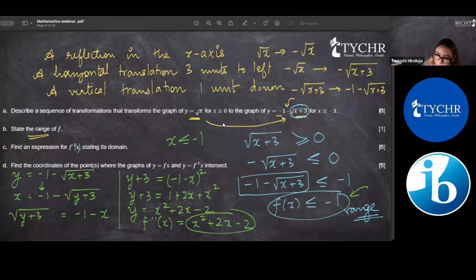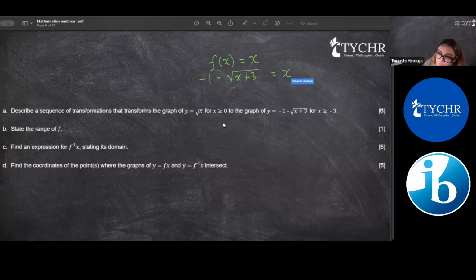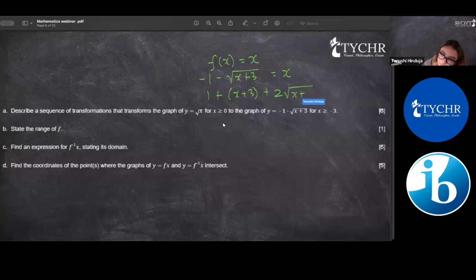So I'm going to get rid of this. And we're going to equate f of x to x in order to get the intersection of f and f inverse, because they meet on the line y equals x. So I'll simply do negative 1 minus square root x plus 3 equals x. I would square both sides. So that's 1 plus x plus 3 plus 2 root x plus 3 equals x squared.